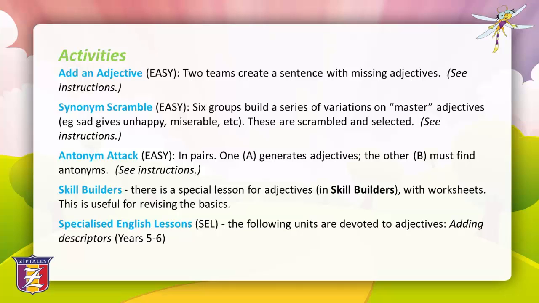Some activities. Add an adjective: 2 teams create a sentence with missing adjectives. Synonym scramble: 6 groups build a series of variations on master adjectives. For example, sad gives unhappy, miserable, etc. These are scrambled and selected. Antonym attack: in pairs, one, A, generates the adjectives and the other, B, must find antonyms. And don't forget the skill builders and the special English lessons.